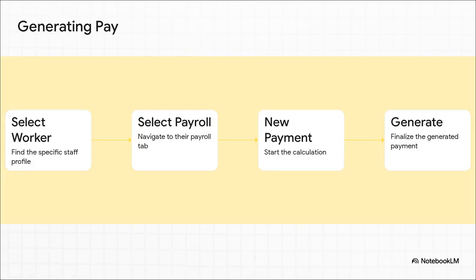I'm serious. 1. Select the worker. 2. Select the Payroll tab. 3. Click New Payment. And 4. Click Generate Payment. That is literally it. Let me explain how that actually works.